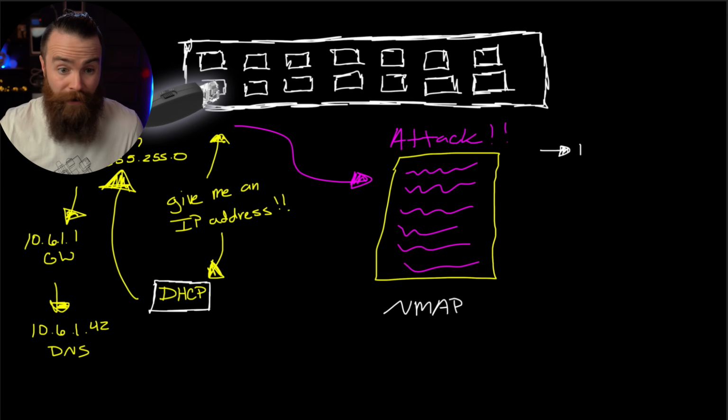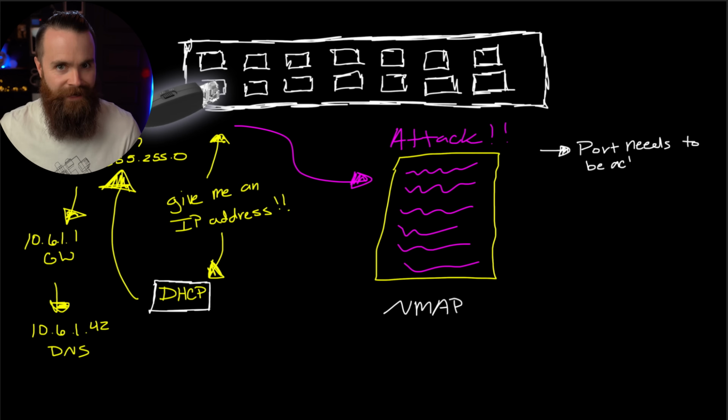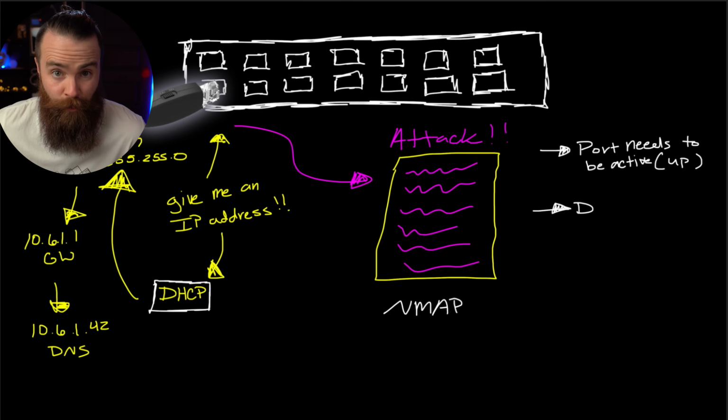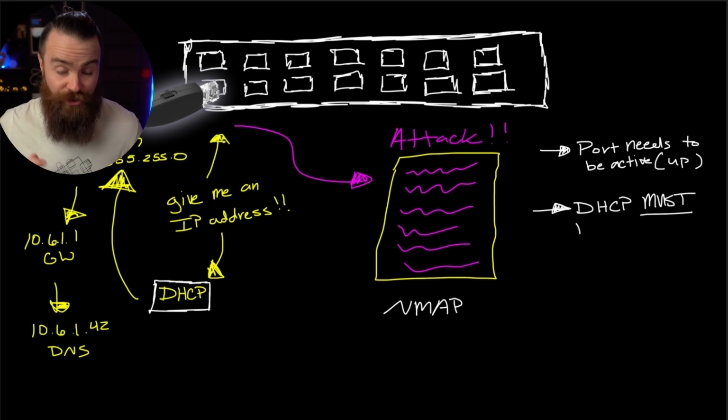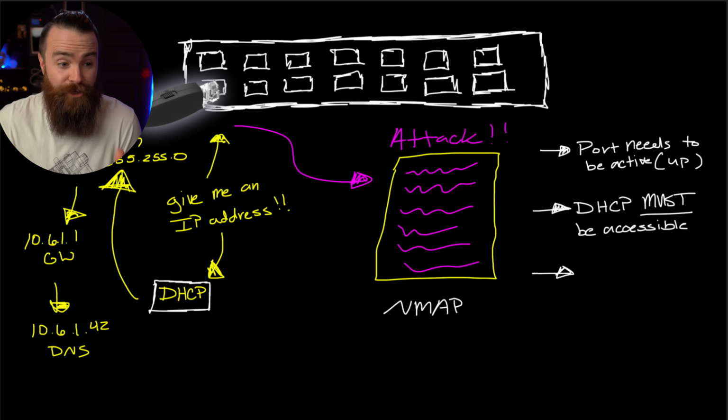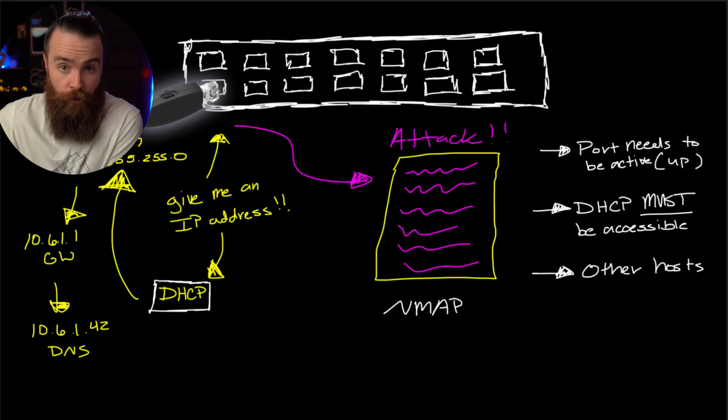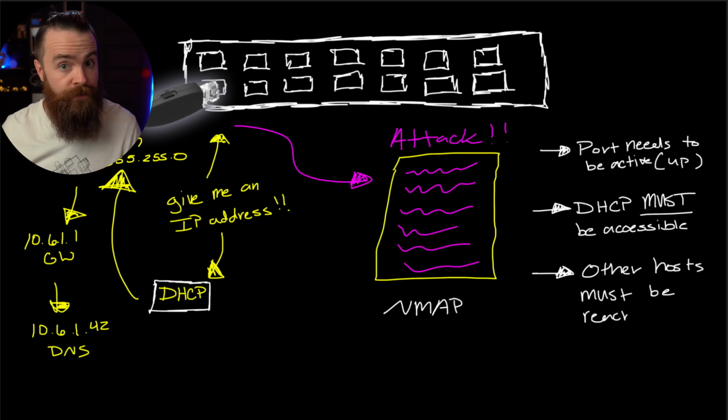So for a hacking device like a Shark Jack to work, a few things have to be there. For example, the port has to be active or up, not shut down, no shutdown. This port must also be on a network that a DHCP server lives on, so the Shark Jack can get an IP address. And finally, the Shark Jack has to be able to scan the other hosts. It has to be able to reach everything else on that network.